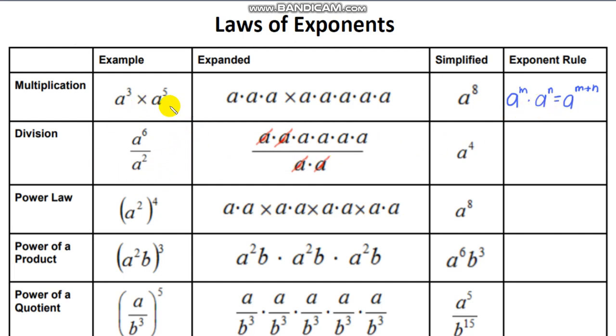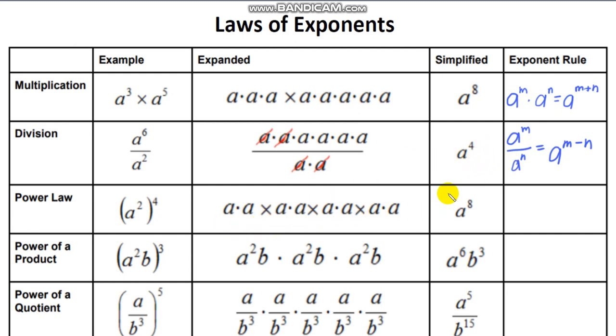Okay, division. If you look at division here, we have 6 a's on top, and then we have 2 a's. If you write this out, 2 a's cancel out, and you're left with a raised to the 4th power. In other words, you have the exponents here, so 6 minus 2 is 4. If you see the pattern, a raised to the m power divided by a raised to the n power leaves us with a raised to the m minus n for division.